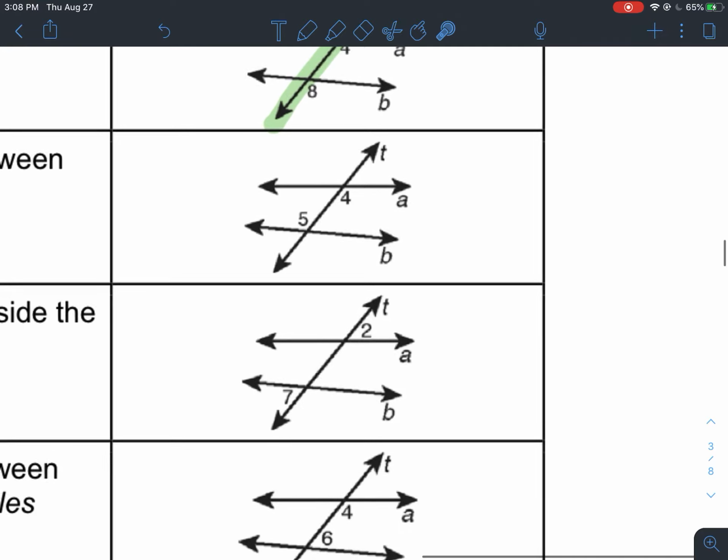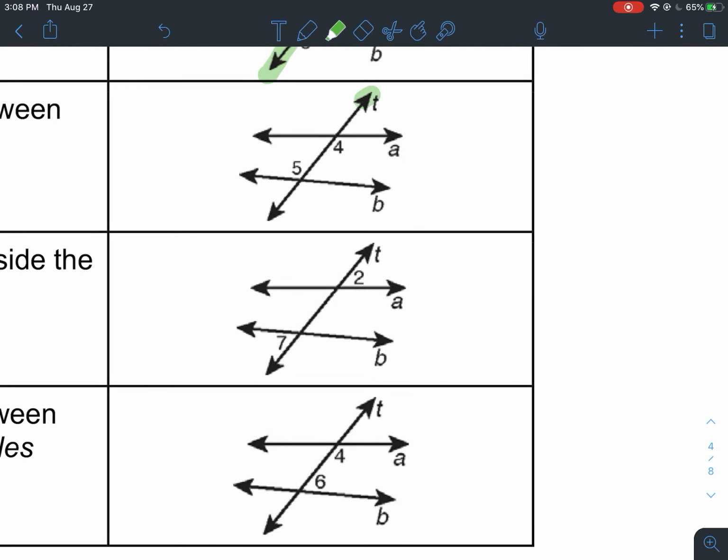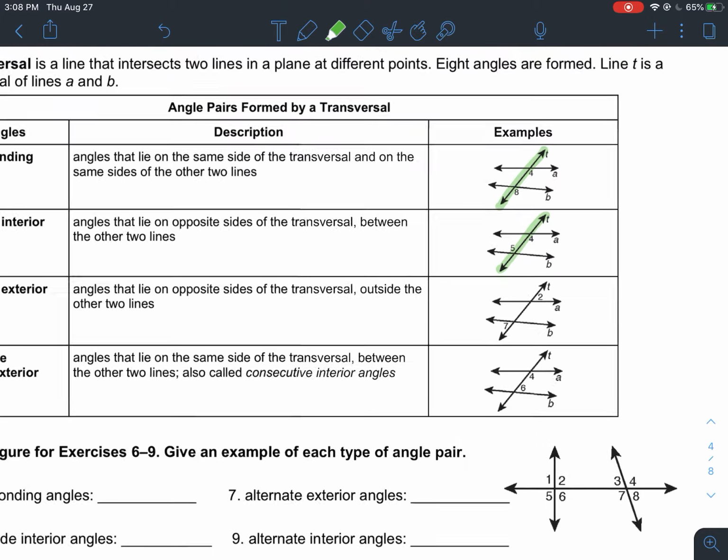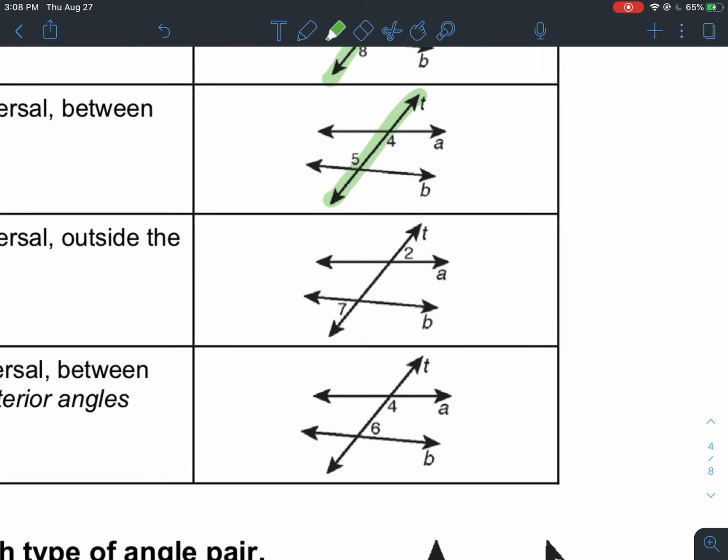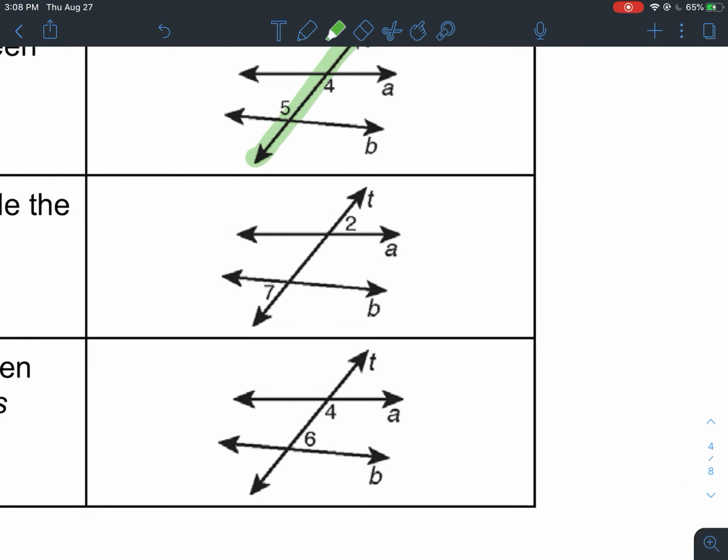Alternate interior are exactly what you would think they are. They're two angles on different sides of the transversal, but between the parallel lines. So 4 and 5 are alternate interior. Alternate exterior are two angles on different sides of the transversal, but outside the parallel lines. So that would be 2 and 7.